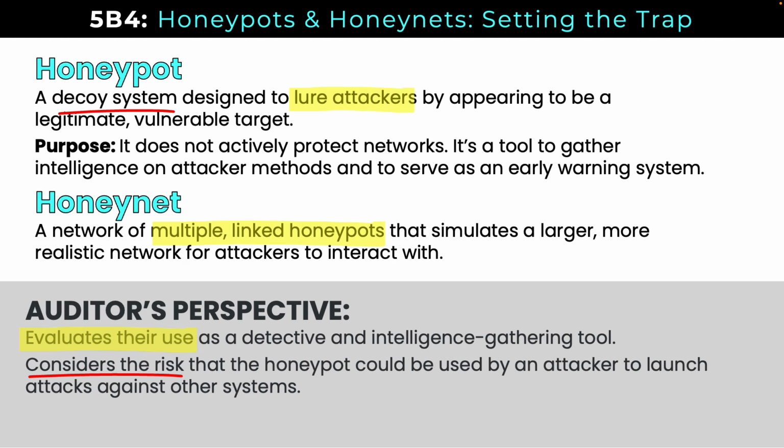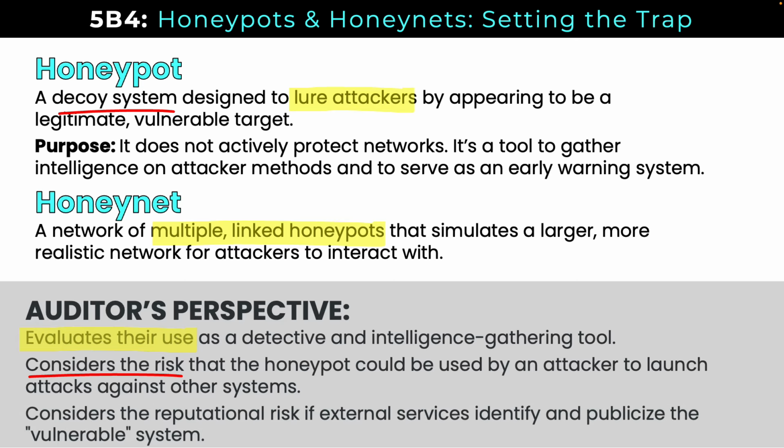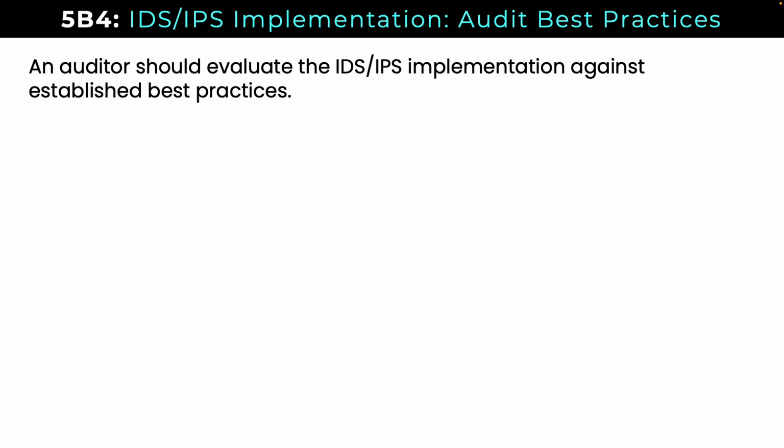We have to consider the risk that the honeypot could be used by an attacker to launch attacks against other systems. So this considers the reputational risk if external services identify and publicize the vulnerable system as well. So from an intrusion detection and prevention perspective, an auditor should evaluate the IDS and IPS implementation against established best practices. There are a couple of checklists here.